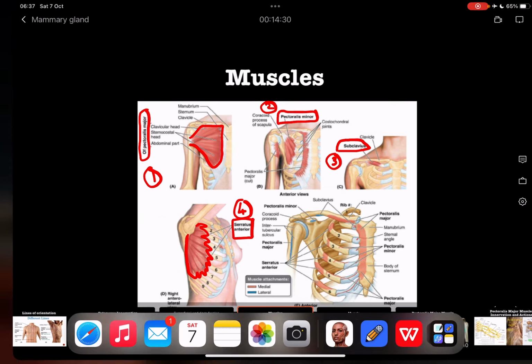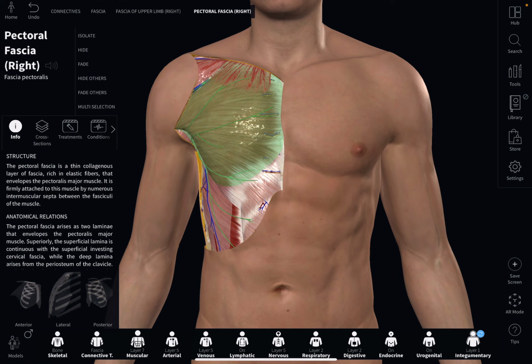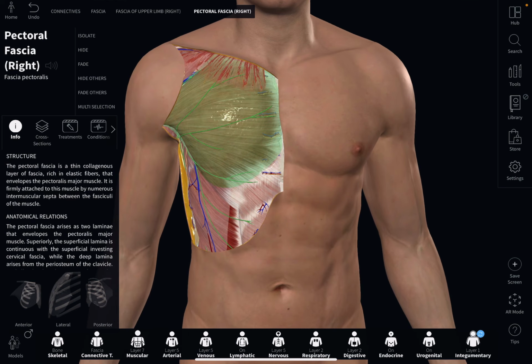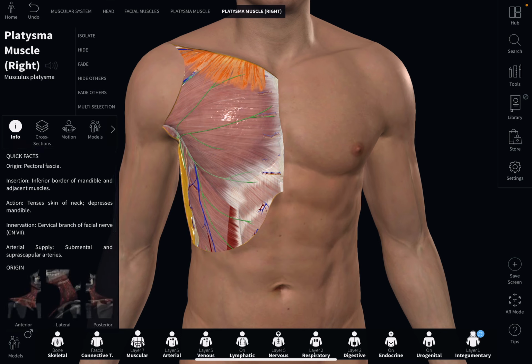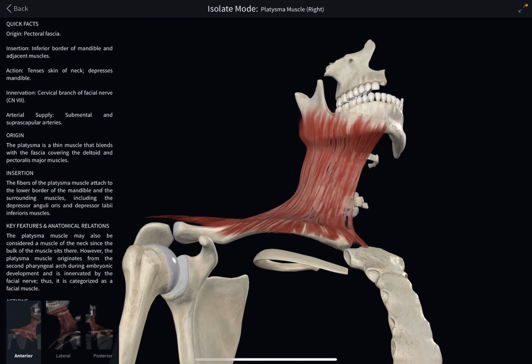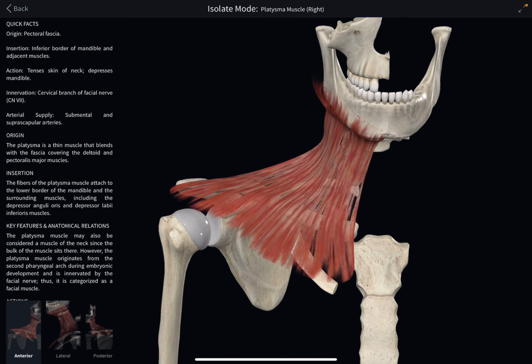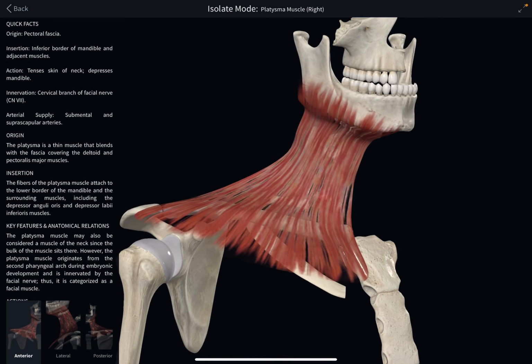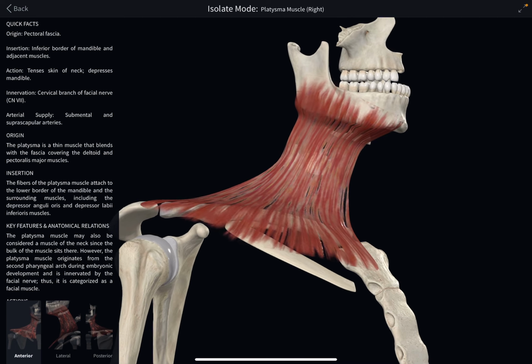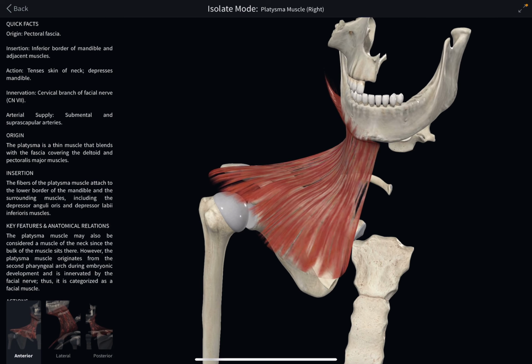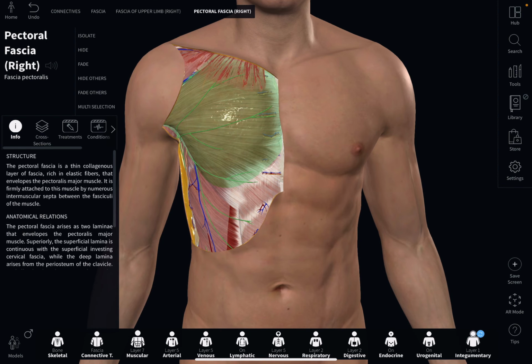Now these are the locations. Let me show you the muscles again. So this is the deep fascia. The pectoral fascia is highlighted now, and this is the platysma muscle. This muscle has a very thin layer of muscle fibers that passes superficial to the clavicle to be inserted to the base of the mandible, and it takes its origin from the pectoral fascia. It lies in the superficial fascia. Okay. Now, deep to the platysma is the deep fascia, the pectoral fascia.